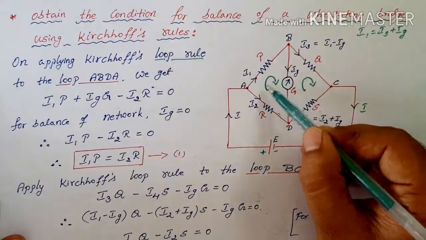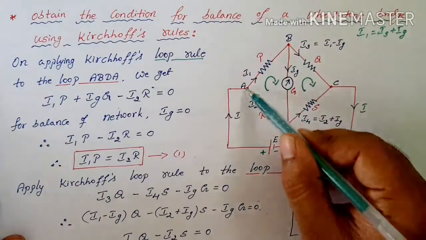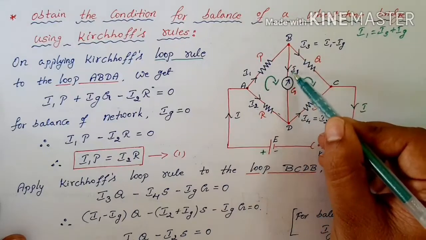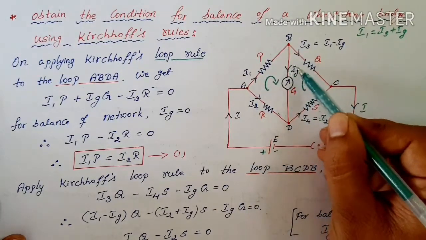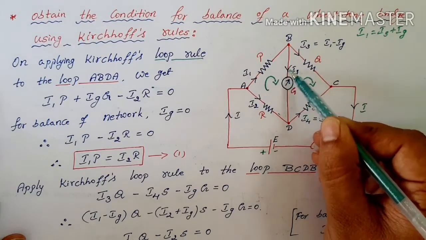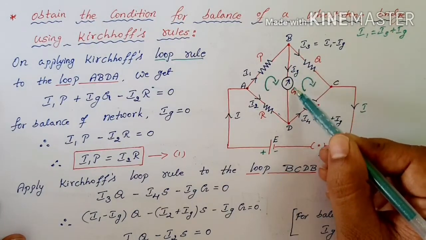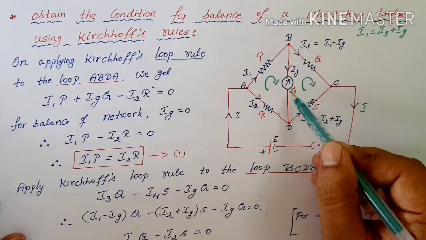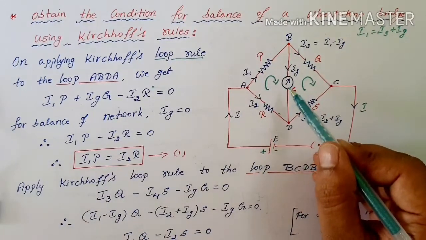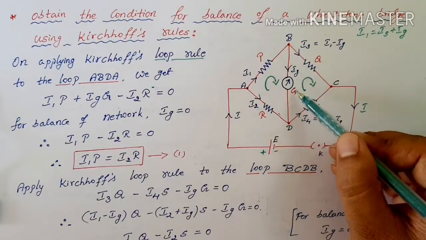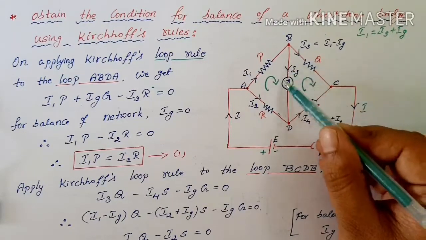And now in this loop only you have to check. The loop is ABDA. Now observe here IG into G. The current IG and this observation mark are both in the same direction again. Then take these two products as positive. G is nothing but the resistance of the galvanometer. The galvanometer has its own resistance. So the product of current and the resistance of the galvanometer should be taken as positive.